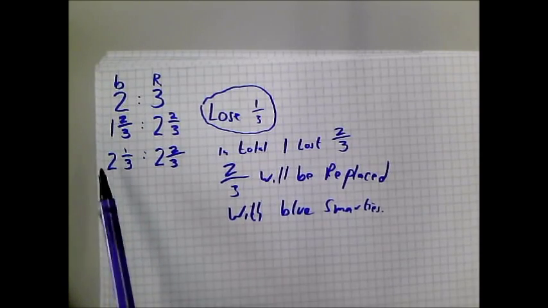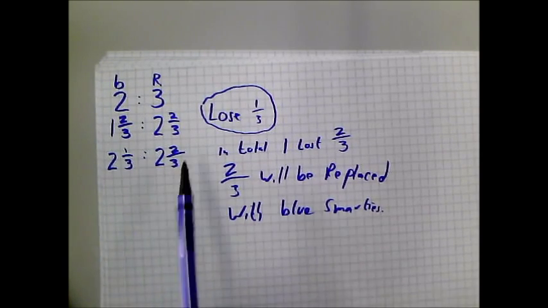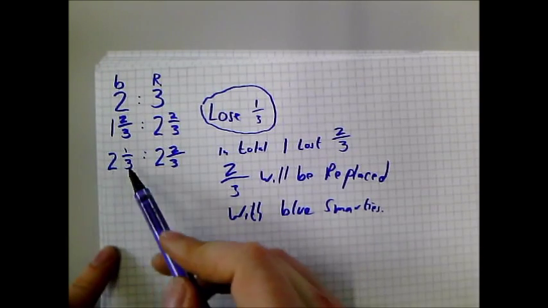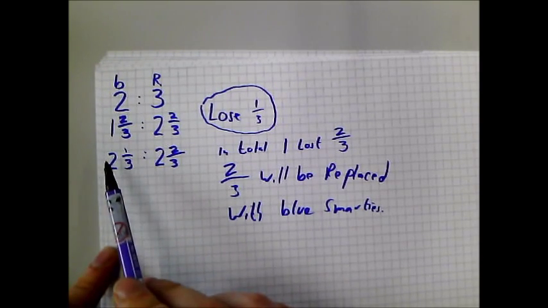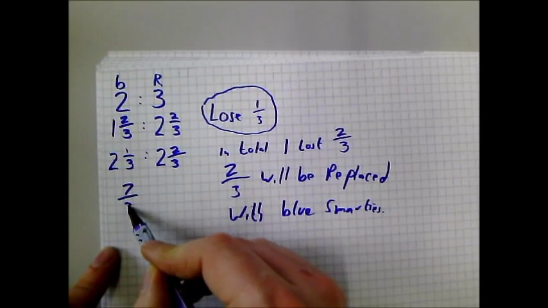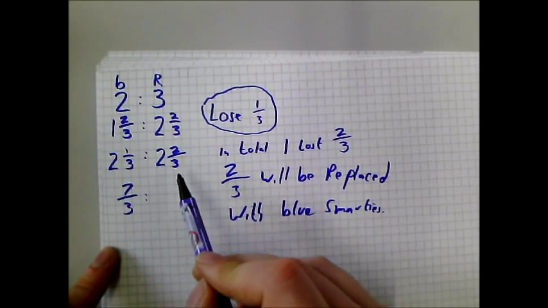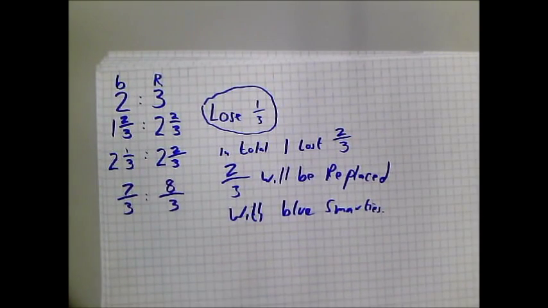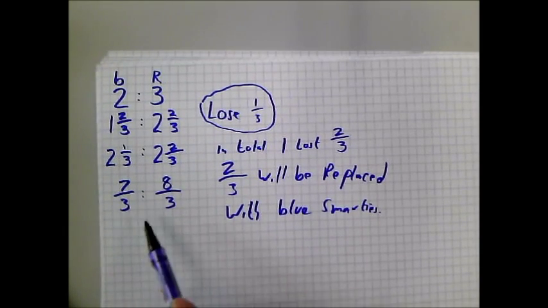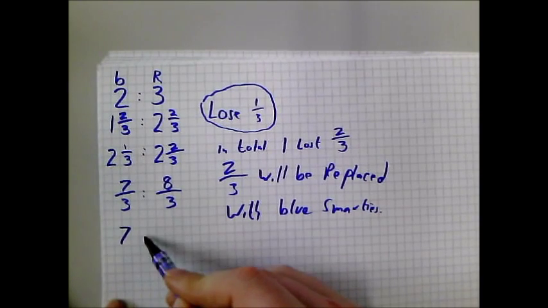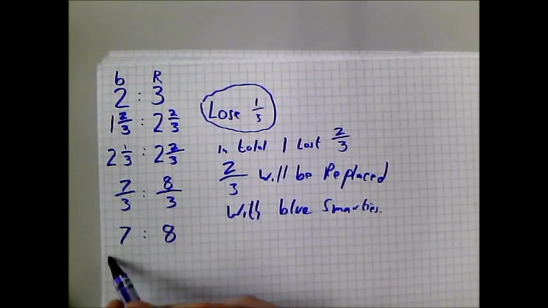So this isn't simplified at the moment, so I want this in its simplest form now. So let's change these into top-heavy fractions. So 2 times 3, 6 plus 1, 7/3. 2 times 3 is 6 plus 2, 8/3. And I want these to be whole numbers. So I want to cancel out this divide by 3 and divide by 3. So on both sides I'm going to multiply by 3, and I have 7 to 8.